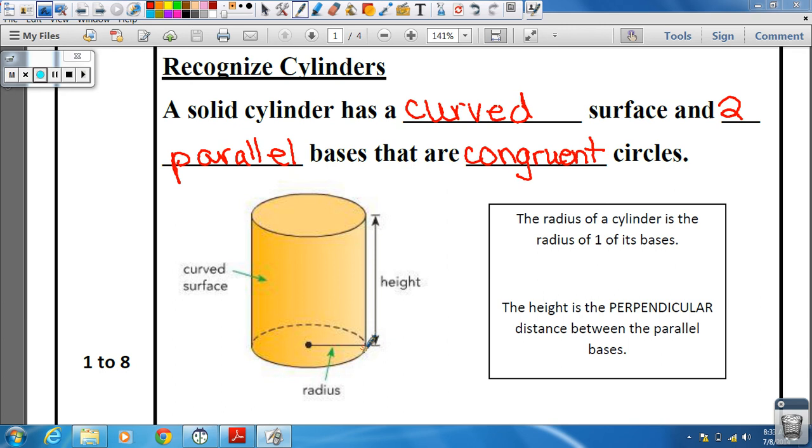The height is the perpendicular distance between the parallel bases. So it has to be straight up and down or hit it at 90 degrees. So if the cylinder is turned on its side, it's actually from one end to the other.